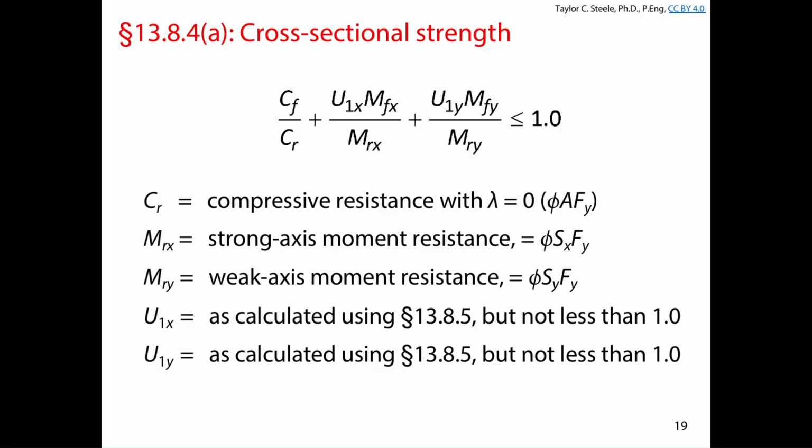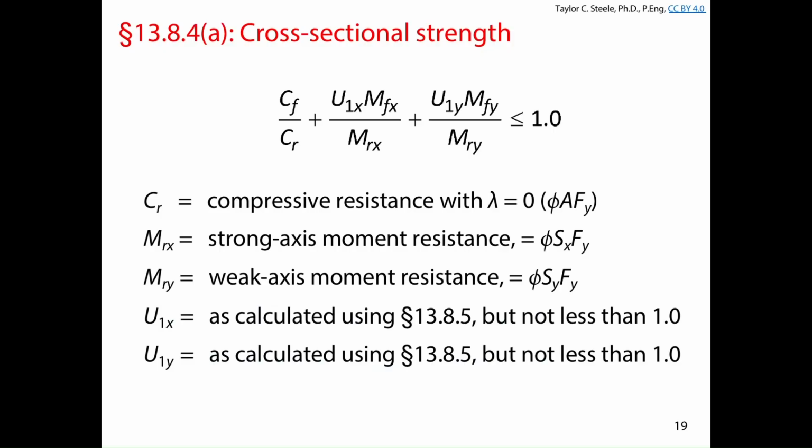So I'm just summarizing everything we've already talked about, and I'm throwing in the U1y MFy over MRy term. It's pretty much the same as what we would have had for tension and bending, except now we've got U1y. So the interaction diagram is almost identical to what we had for tension members, tension and bending for class 3 sections, except now we've got these U1 terms. In fact, this is the same as what we do for tension members. It's just worded as we calculate the compressive resistance for lambda equal to 0.